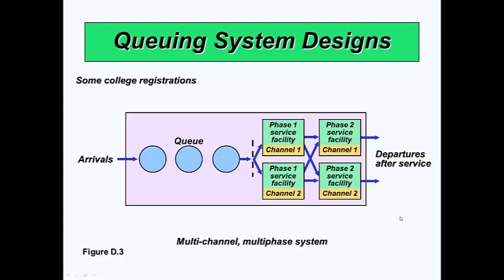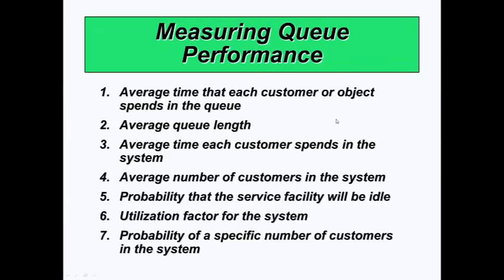So these are all different examples of the waiting line systems, and this gets more complex to design than the single server or the single channel, single phase. So what exactly, as an operations manager, are you looking for in designing, in measuring the performance of a waiting line or a queue? This gives you a very nice list. The most important are the first couple of them.